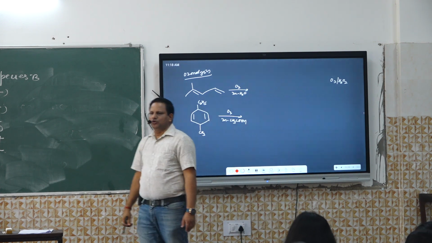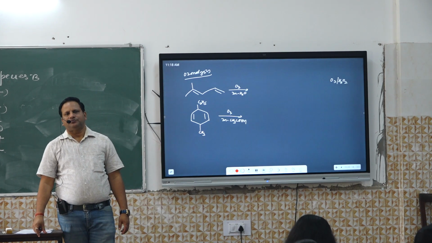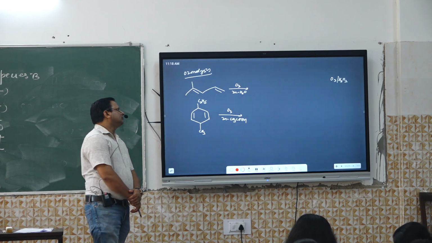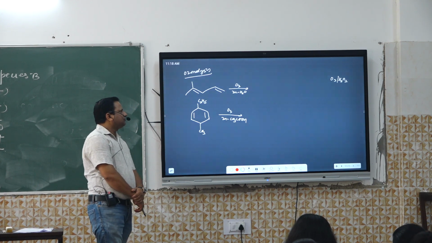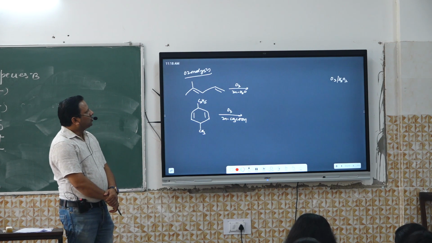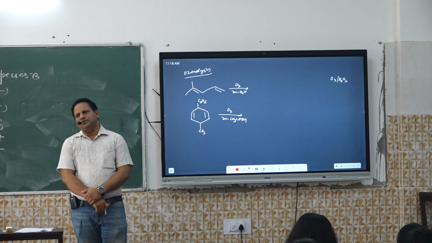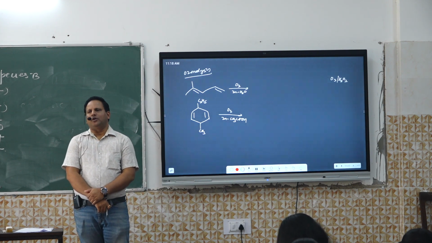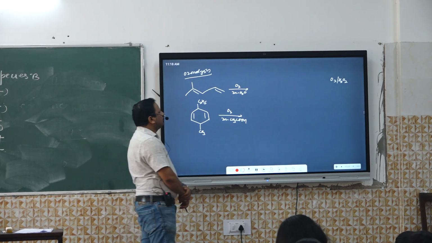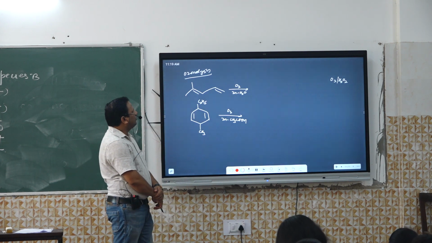So quickly write down, upon oxidative ozonolysis, the aldehyde formed can undergo oxidation. So what will be the product? Aldehyde on oxidation gives what? Carboxylic acid. Good. It undergoes oxidation to form carboxylic acid. But here we are going to discuss reductive ozonolysis.